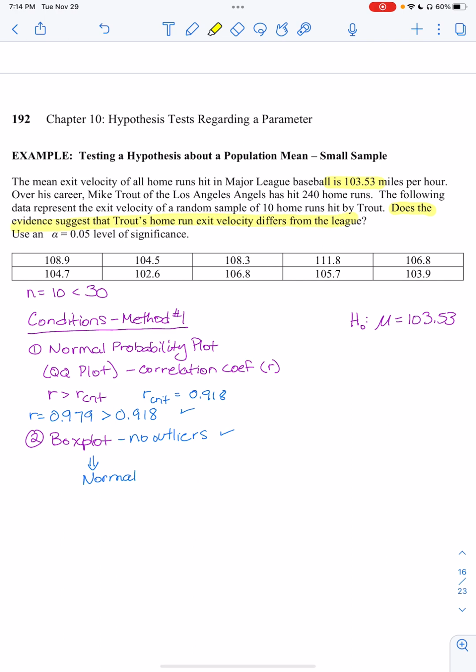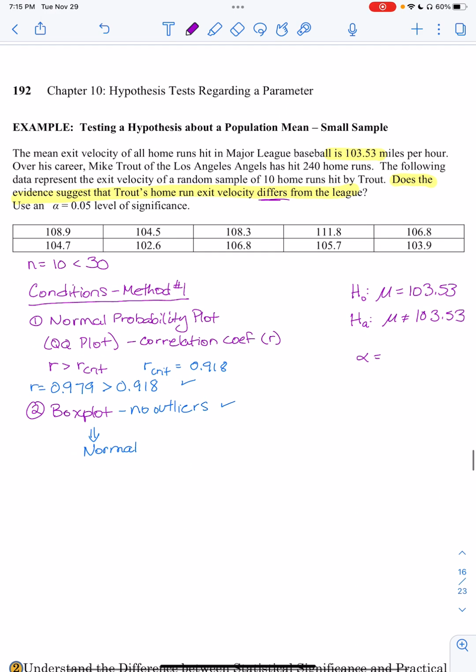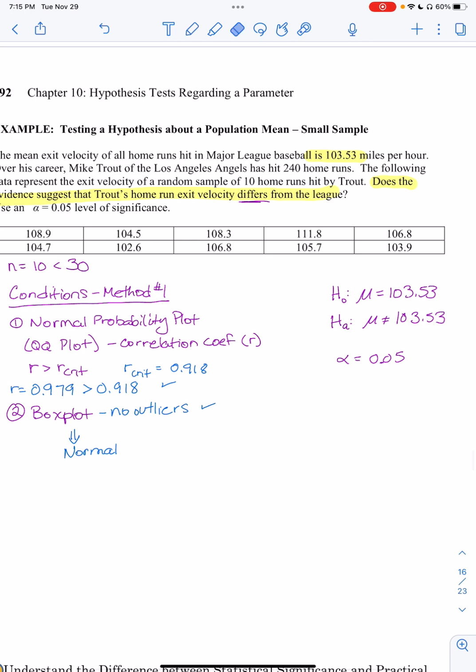Our alternative hypothesis, if we look, we want to know whether or not the evidence suggests that Trout's home run velocity differs from the league. Since I want to know if it differs, that means it's not equal. I want to know if it's greater than or less than. So I'm going to use the not equals on my alternative hypothesis, 103.53. And I'm going to note that my alpha, my level of significance in the problem, is 0.05. So note, since I'm at not equals, here I'm doing a two-tail test.